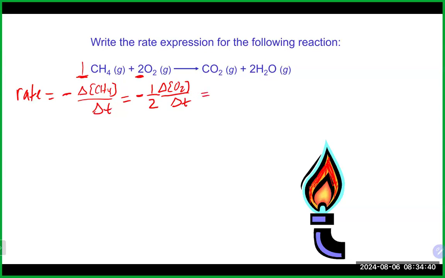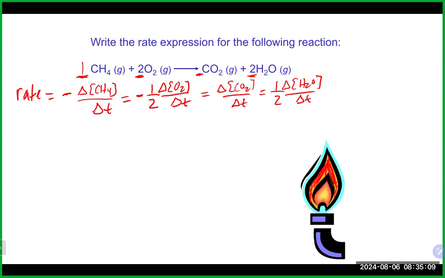That will equal our product side, which should be positive. Once again, here we have a coefficient of 1, so we don't need to put that in there. That will be the change in the concentration of CO2 over the change in time. And lastly, we have a coefficient of 2 for our H2O. Again, it's a product, so it should be increasing with time. So 1 over the coefficient, change in the concentration of H2O over the change in time. Once again, they're all equal to each other.